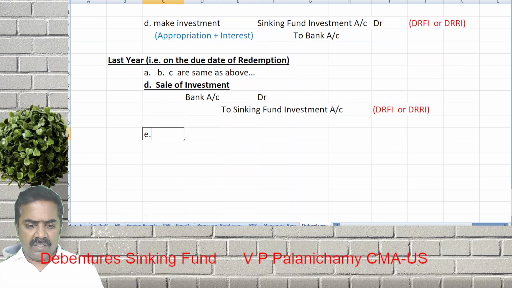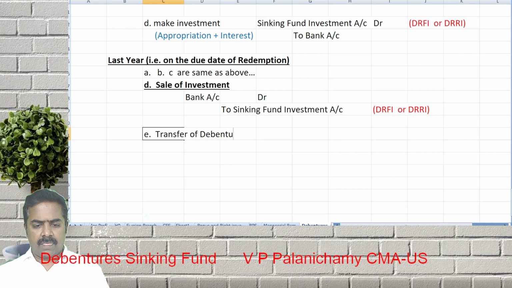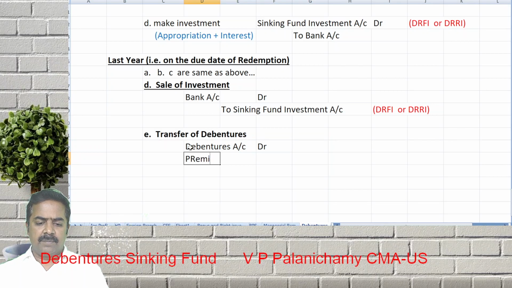Next, point number E. Transfer of debentures. It will be transferred to the debenture holders account. What is the entry? Debentures account debtor. We would have promised some premium on redemption. Premium on redemption account debtor. This will come only when a promise was made 5 years back, 6 years back. To debenture holders account.